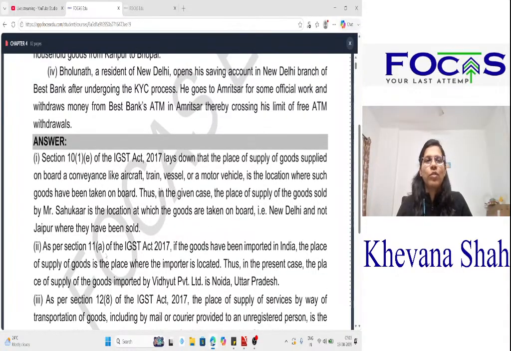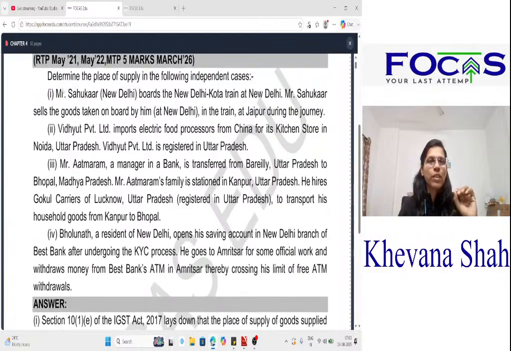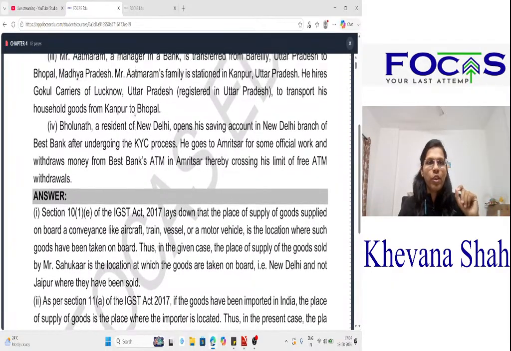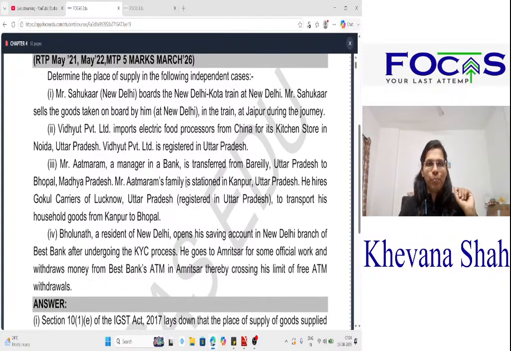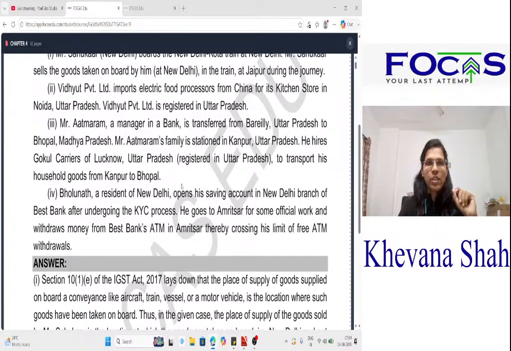So see, for these we have section 10(1)(e), which says that the place of supply of goods supplied on board a conveyance like aircraft, train, vessel or a motor vehicle is the location where such goods have been taken on board. So in this case the place of supply of goods will be New Delhi, wherein this Mr. Shahukar has taken those goods on board. Okay, and it is not Jaipur, wherein these goods are actually sold. Now let's move to the next question.